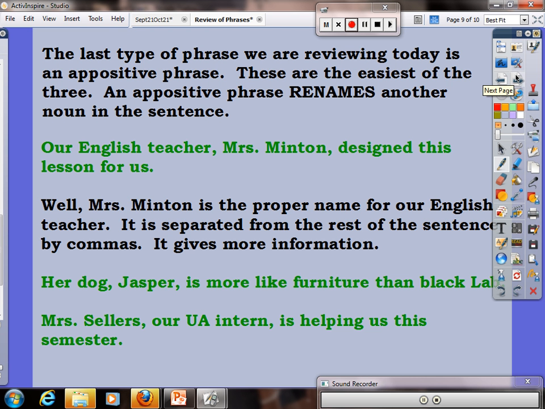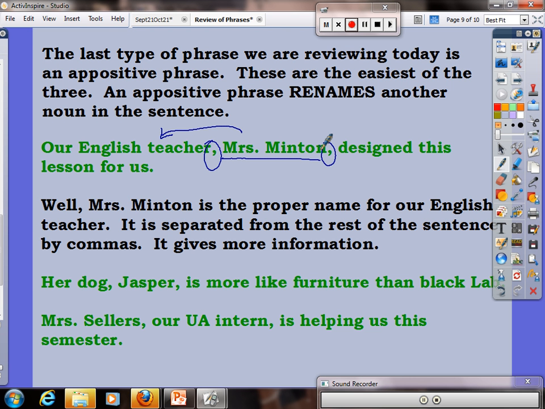The last type of phrase we're reviewing today is an appositive phrase. These are the easiest of the three. I think most of you got this when we talked about it earlier in the week. An appositive phrase renames another noun in the sentence. So, our English teacher, Mrs. Minton, designed this lesson for us. Mrs. Minton describes English teacher. It is the proper name for our English teacher. It's separated from the rest of the sentence with these lovely commas, and it gives more information.